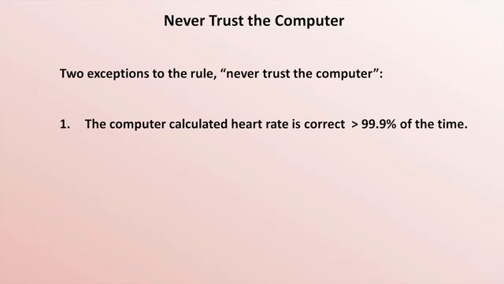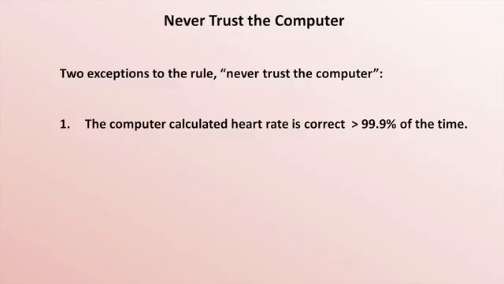First, the computer calculated heart rate is correct more than 99.9% of the time. The only time I've ever seen it inaccurate is when there is so much artifact that the EKG is completely uninterpretable and should not have even been recorded, or when the T waves are so prominent that the computer mistakes them for QRS complexes and thus reports a heart rate twice what it actually is.